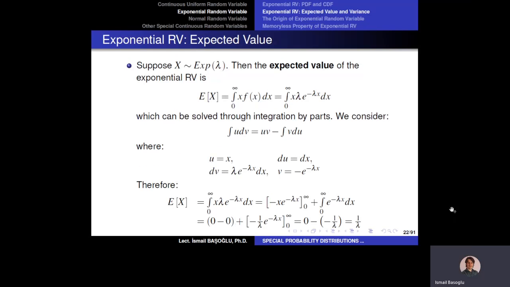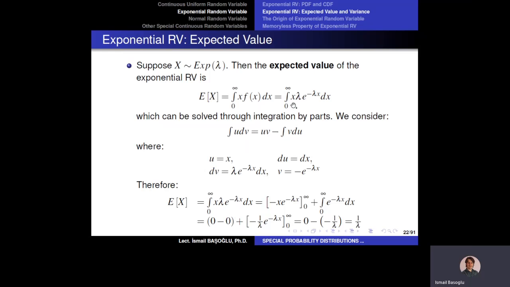So let's compute the expected value of an exponential random variable now. In order to calculate the expected value of an exponential random variable, we need to multiply the probability density function with x and integrate it over the domain of the random variable, where the domain is non-negative values, because anywhere else the PDF value is simply 0. So we integrate x times PDF in the non-negative region of real numbers.